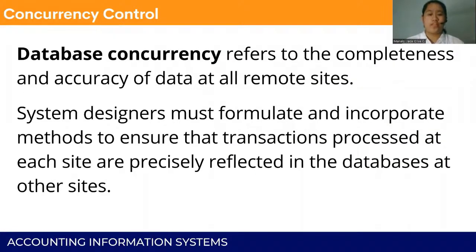Concurrency control. Database concurrency refers to the completeness and the accuracy of the data at all remote sites. So this task has implications for accounting records and is a matter of concern for accountants, hence its significance. To serialize transactions, the commonly used method is concurrency control, which involves labeling each transaction with two criteria.